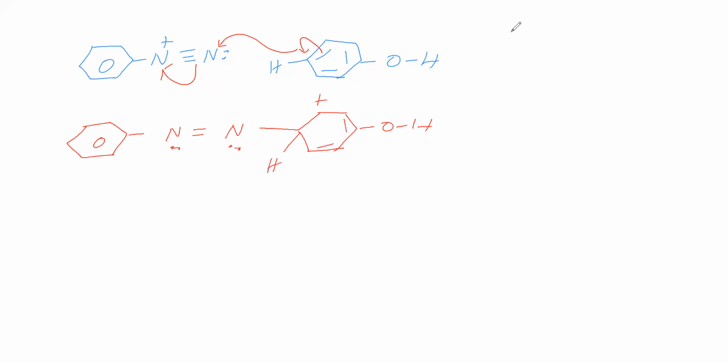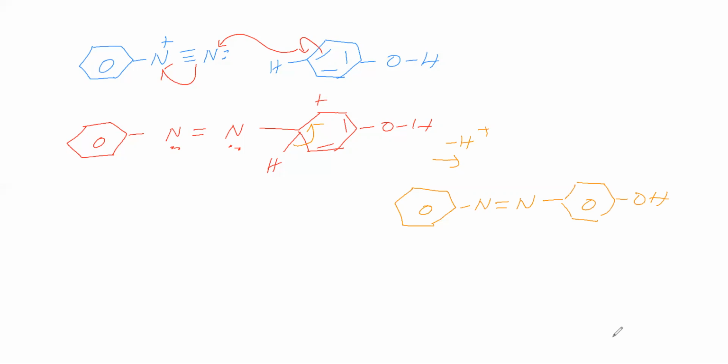5 bonds we have again. The next step is this bond shifting here. So H plus is leaving. H plus leaves, so we will get N double bond N, here OH. Okay, so it is called a coupling reaction. This coupling reaction is possible between this phenol and the diazonium group.